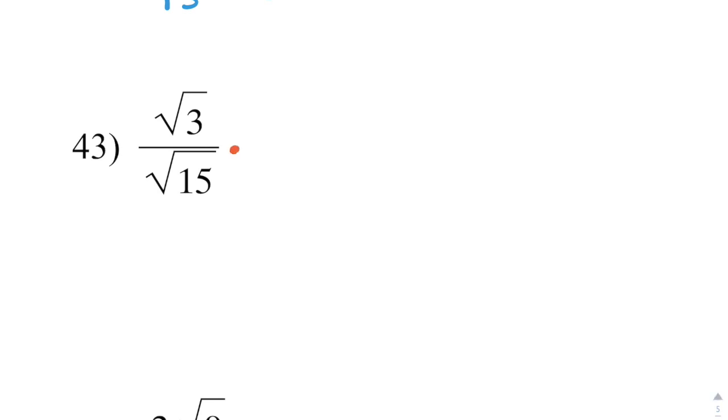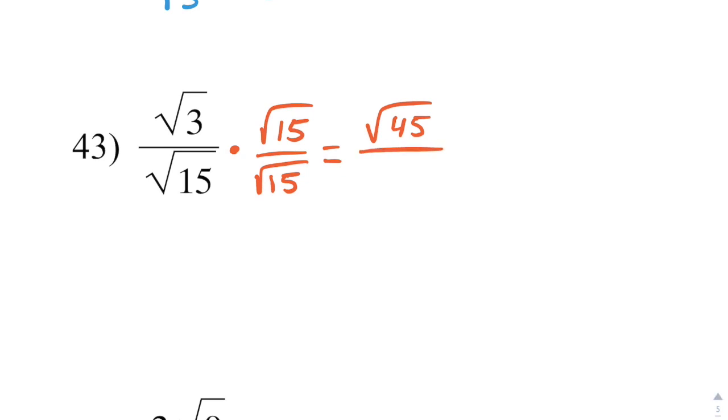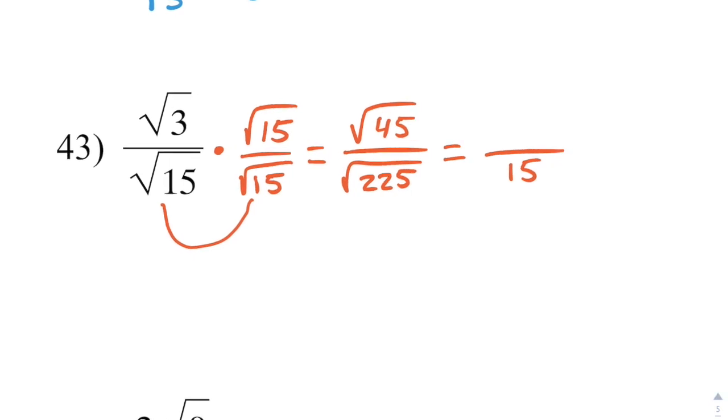So I'm going to multiply it by the number 1, but it's going to look like this. Why would I do this? Well, I get the square root of 45 and I get the square root of 225. Ooh, the square root of 225 is the number 15. Notice the square root of 15 times the square root of 15 is the number 15. Or at first it's the square root of 225, and then it ends up being the number 15.